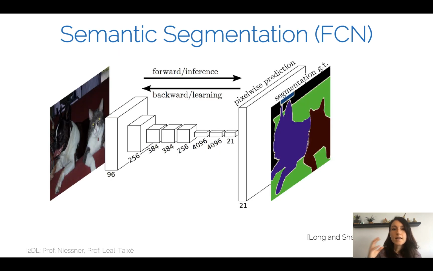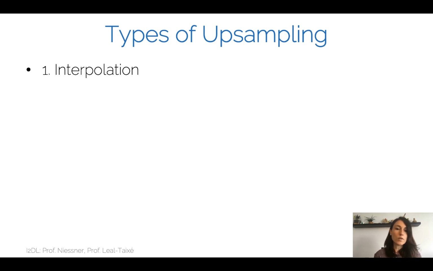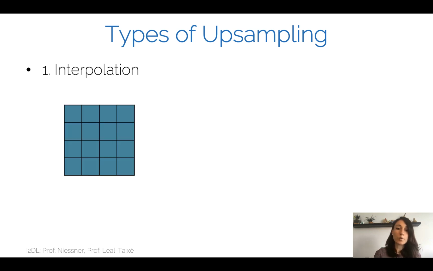Now, of course, the key in semantic segmentation is going from this tiny representation, which has this small spatial size due to the convolutions and poolings that we have performed, to a size that is now the same as the original image. Hence, how do we perform this upsampling? How do we go back to the input size? There are several ways to do this. The easiest way is through interpolation.